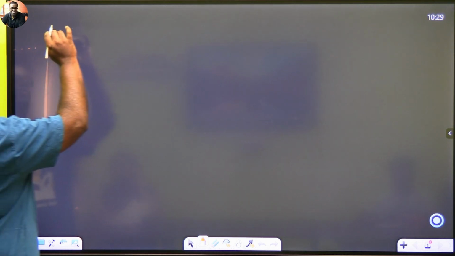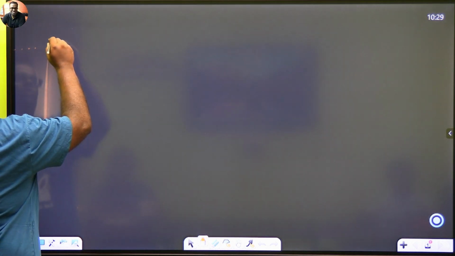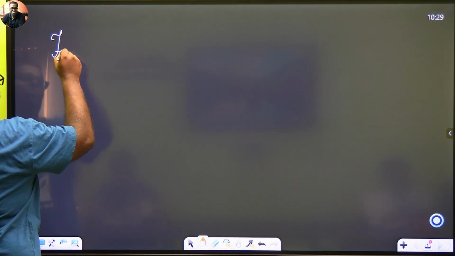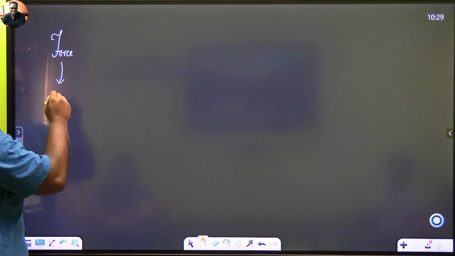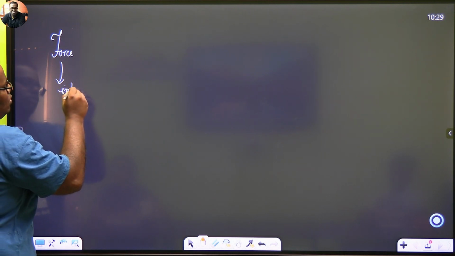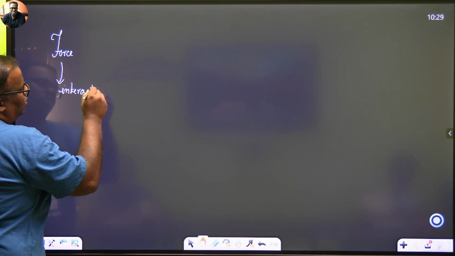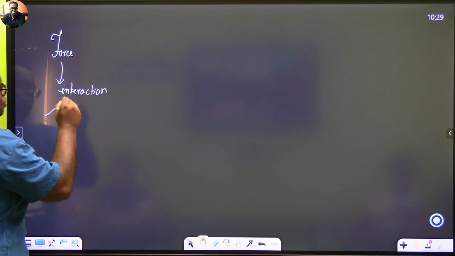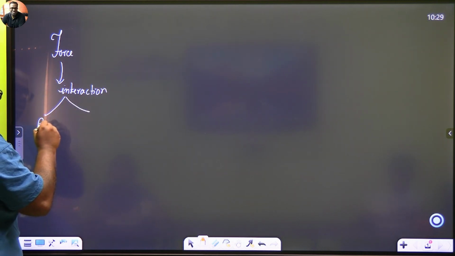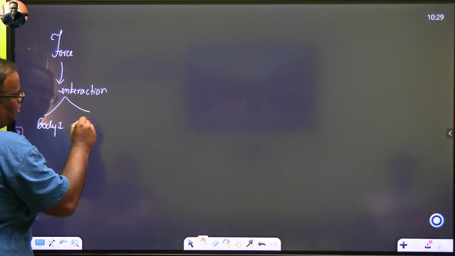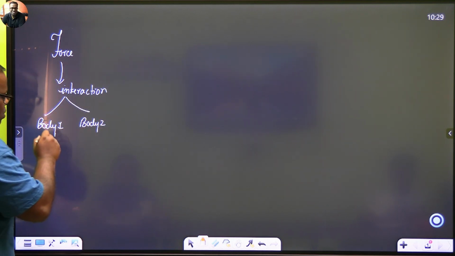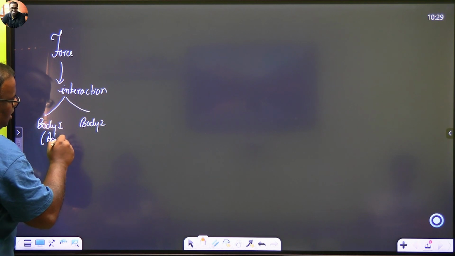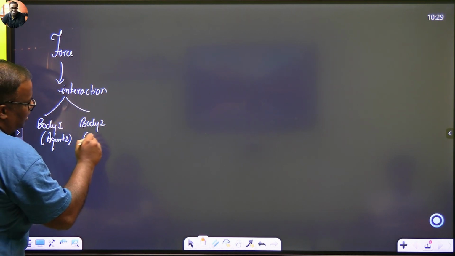So at grade 8 level we look at force, a little bit of a recap. We said that force is a sort of an interaction, and when that interaction happened you always had two bodies, right? Body 1 and body 2, or you can call them agent 1 and agent 2, right?